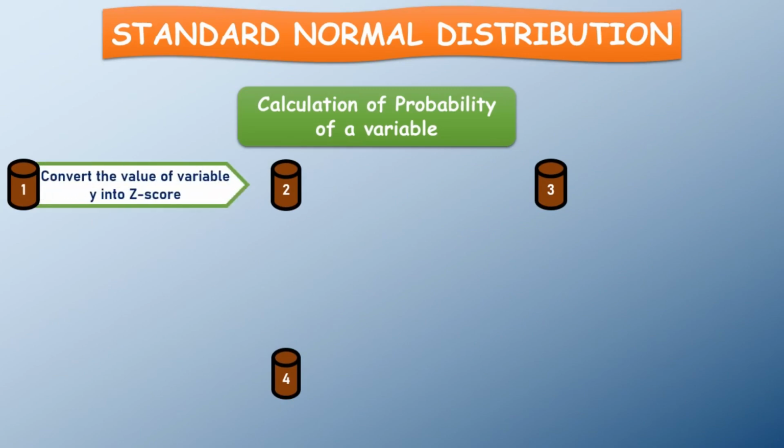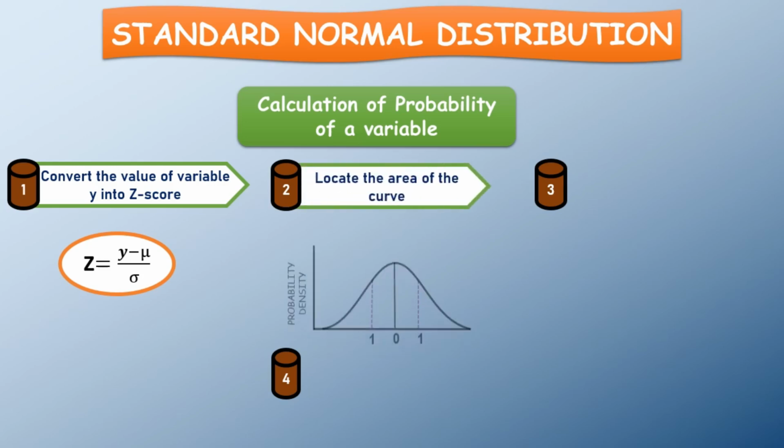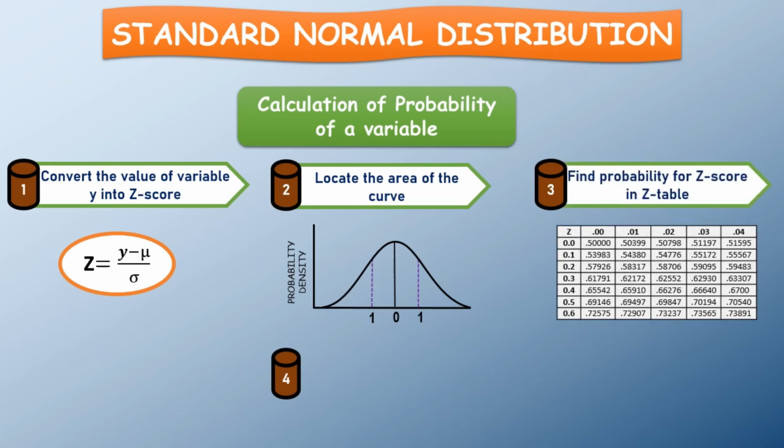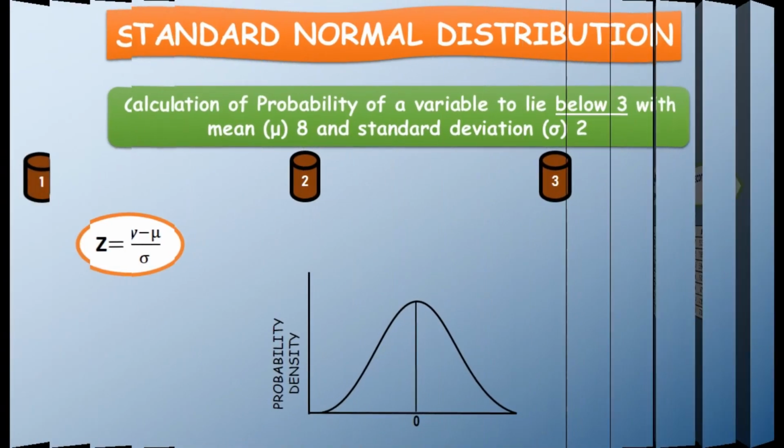Step 1. Convert the values of the variable into values of standard normal, or say z distribution. That is, convert the values of the variable into z-score using the following formula. The next and the most crucial step is step 2, that is, to find out which area of the z distribution curve we actually want to find. The third step is to find the probabilities of the z-score in the z-table. And the last step is a need-to-do basis step where you add or subtract the probabilities accordingly. Let's take 3 different examples to demonstrate how these steps are executed.